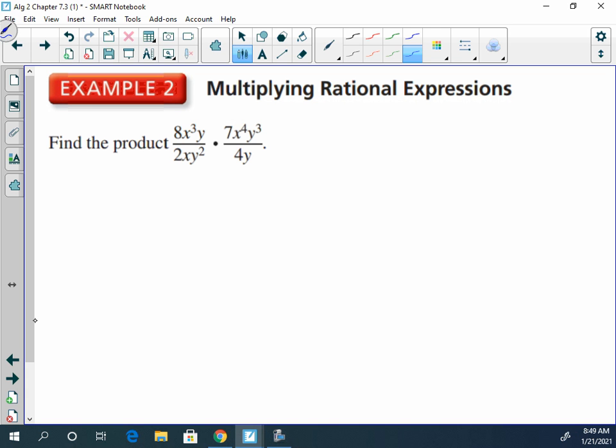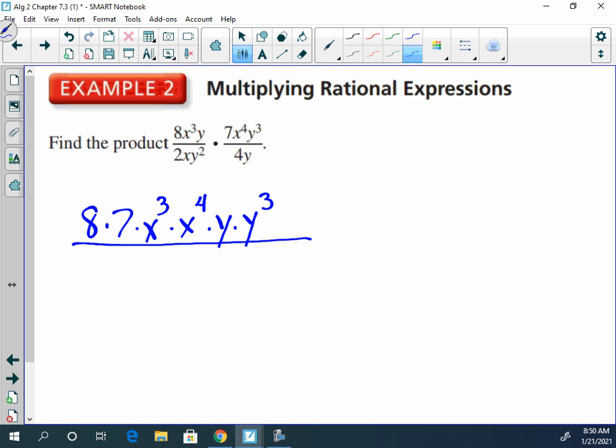Find the product of these two here. Well, if I'm multiplying two fractions, the numerators multiply together and the denominators multiply together, yes? So for multiplying the numerators, well, I'm going to have what? 8 times 7. Then we're going to have x to the third times x to the fourth. And then we're going to have y times y cubed, yes?